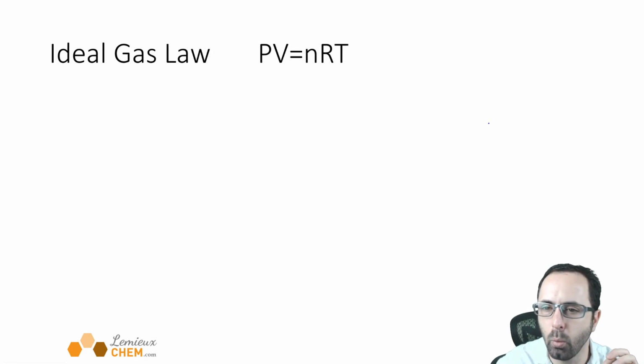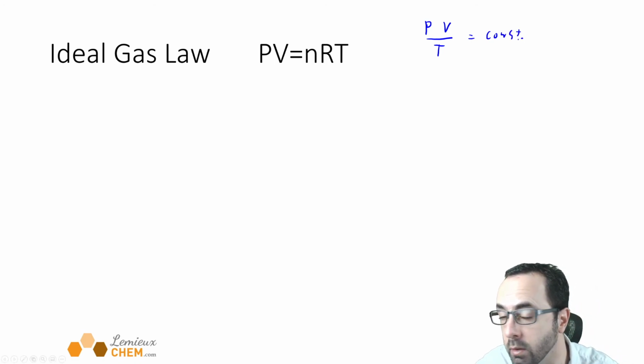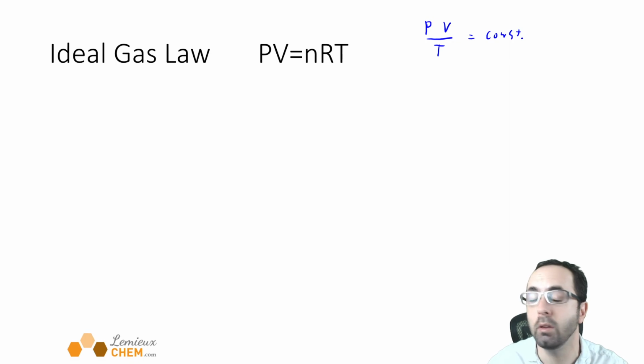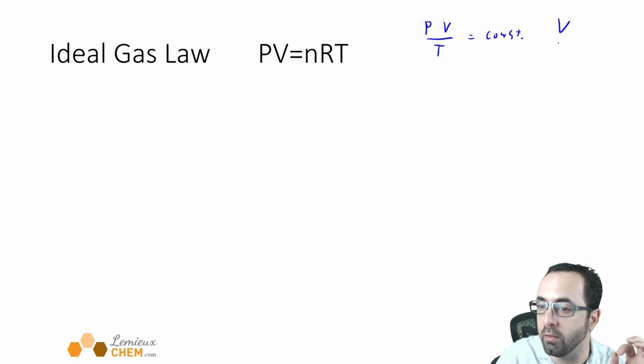So we have had two equations now. We had P times V over T is a constant. Or in other words, P1 times V1 over T1 equals P2 times V2 over T2. And then we had Avogadro's law, which said V over n is a constant.